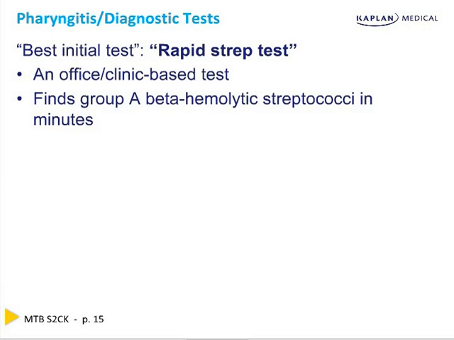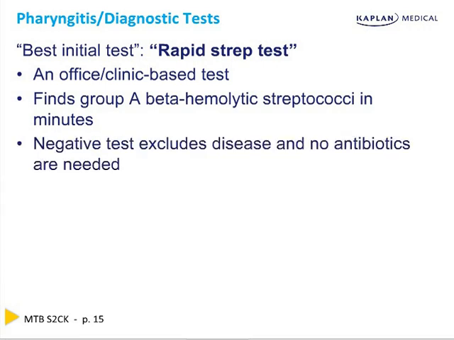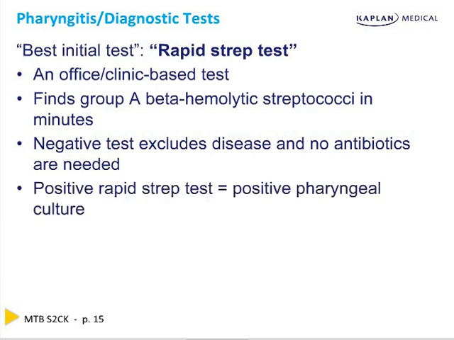Now, in adults, a negative rapid strep test is sufficient. The pediatric section may tell you something different. In the pediatric section, we would treat until the culture is negative. But in an adult in which group A beta hemolytic strep is unusual, a negative test excludes disease and antibiotics are not needed. A positive rapid strep test means you got it. That's positive for pharyngeal culture. It's the same thing. It's good enough. Its specificity is excellent.